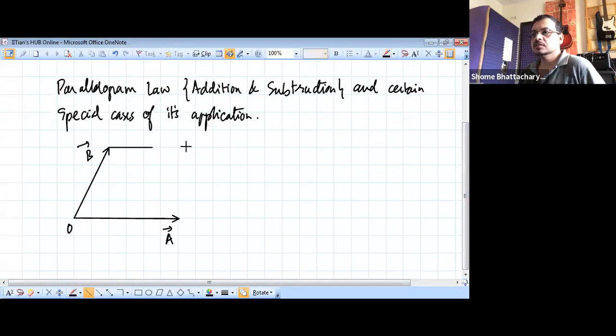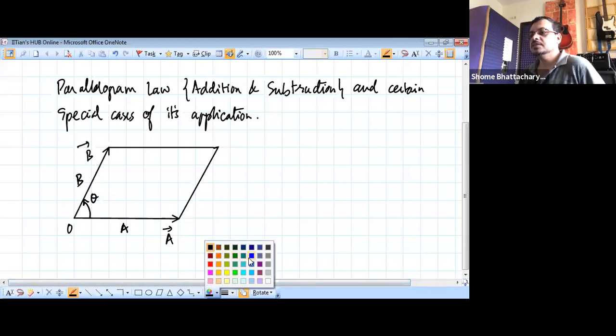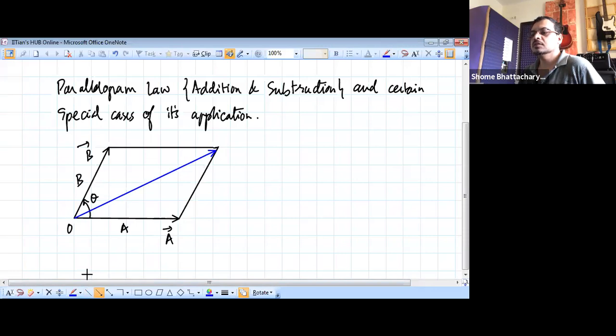And we construct a vector parallelogram by drawing two parallel sides, make it a closed figure. So this side parallel to A and that side parallel to B. And of course, the angle between these two is theta. So the sides are of length A and B, and the angle enclosed between them is theta. Then by the statement of the parallelogram law, the primary diagonal, that is the diagonal from the common origin to the opposite vertex, becomes the resultant sum. So this becomes the addition of A and B.